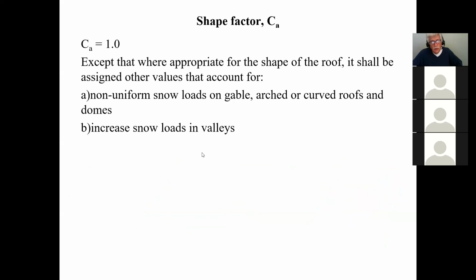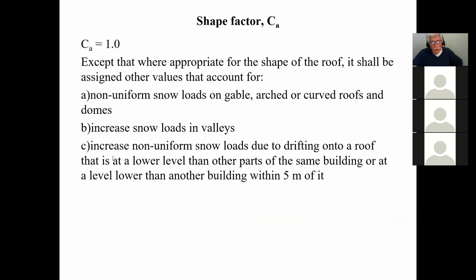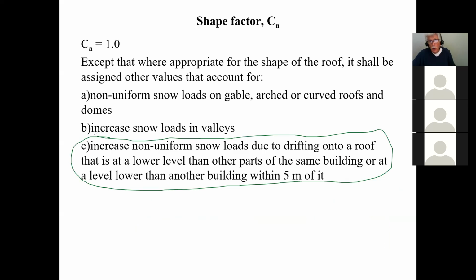So that's another situation. Next is increased non-uniform snow loads due to drifting onto roofs that are at a lower level than other parts of the roof, and this we're going to be talking about today. 99% of the time this can be very problematic because people don't take this into account. So you will learn how to do this today. I'll go into more detail on this one and show you how you evaluate the CA value for that. I find that this is very important, and we'll talk about that today.